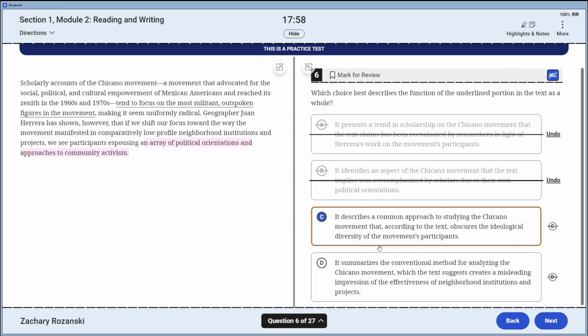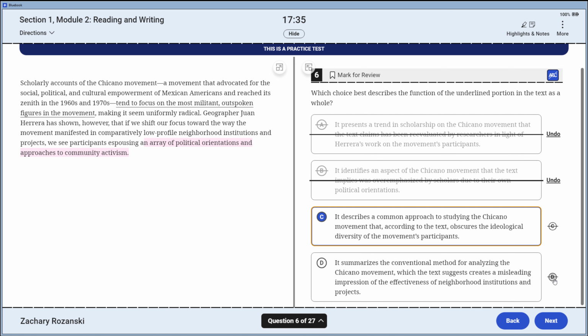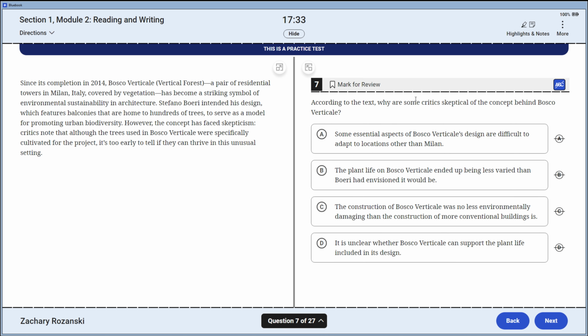It summarizes the conventional method for analyzing the movement, which the text suggests creates a misleading impression of the effectiveness of neighborhood institutions and projects. No, this has lost the plot. This is not what the ending part is saying. The conclusion of this was to build to this moment, diversity of movement, not whatever this is claiming to be presenting.